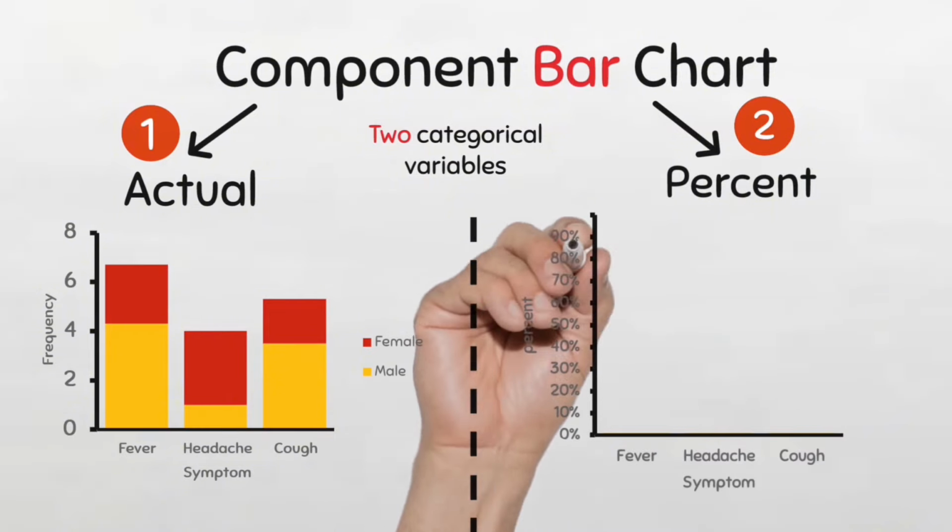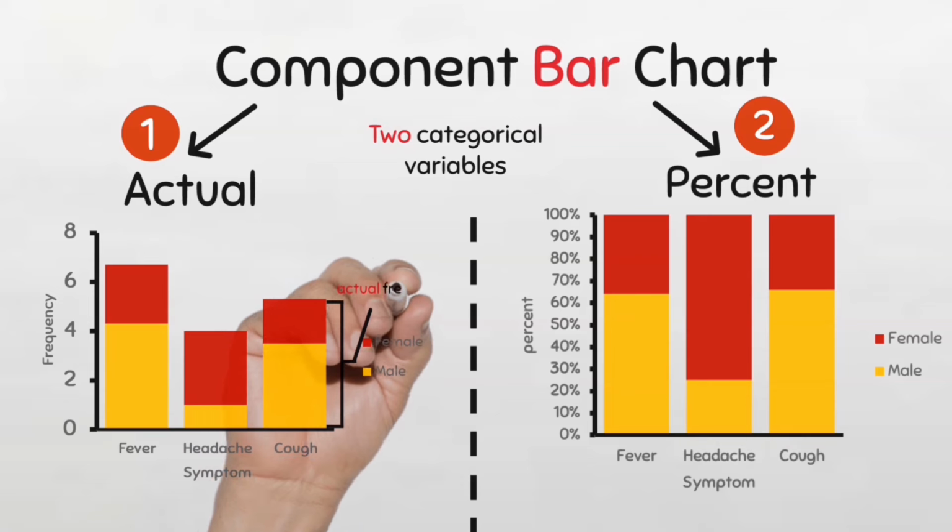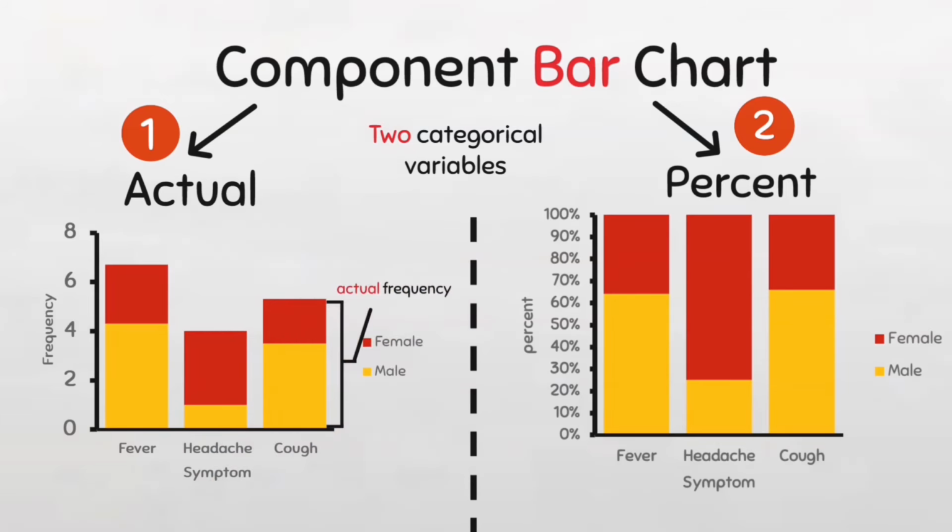In the actual component bar chart, the actual frequency or the value of the main category represents the overall height of each bar, and the actual value or frequency of the subcategories represent the height of each component, and that's why it's called actual. So in this example, if there were 7 individuals with fever, 4 males and 3 females, then the height of the whole bar will be a frequency of 7.